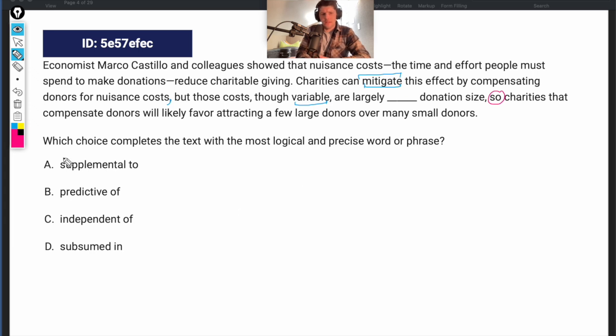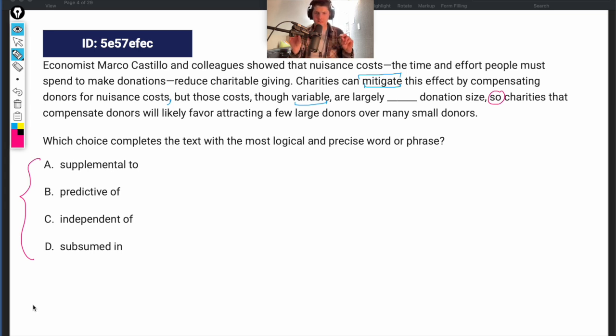Let's look at these options. And it might make sense to just break this down and say, well, what do these options mean? Supplemental means in addition to. Predictive means if you were to look at the nuisance costs, you would know what the donation size would be. Independent of donation size, that would suggest that the costs do not have an effect on donation size. And subsumed means sort of swallowed up, right? Sort of that the donation size swallows up the costs.